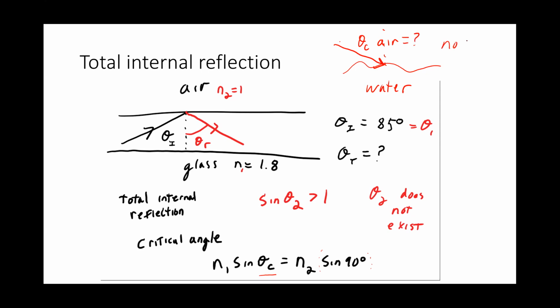And there is no such angle. I can't trap air. I can't trap the light in the air and keep it from getting into the water. I can only trap light in a higher index of refraction medium. So I can trap it in glass, but I could not trap it in the air and keep it from getting into the glass. I can't do the other way around.